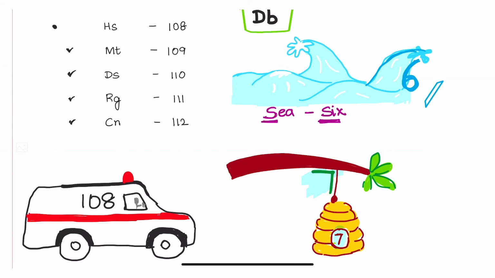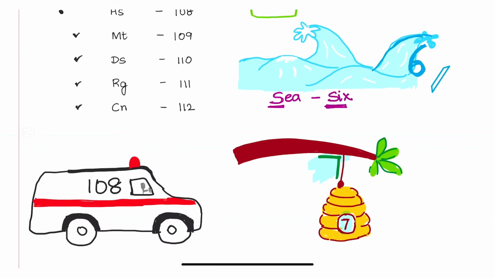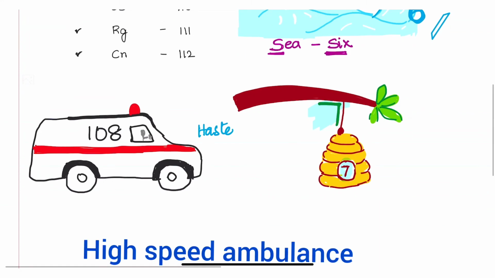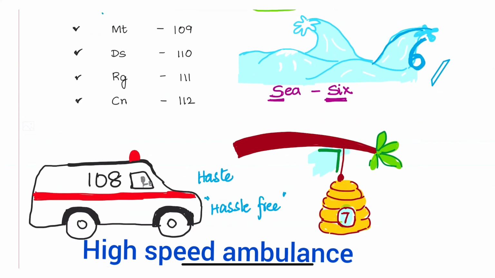Moving on to the next thing, which is Hassium. Hassium has got the atomic number of 108. As we all know, 108 is the ambulance number. So an ambulance has to go hassle-free. So hassle-free, Hassium 108. Or you can also remember that an ambulance is always in a haste, right? So here you have the picture. Either you can say that the ambulance has to be in a haste in order to save the patient, or you can also say that it has to be hassle-free. Alright, so that was the trick for Hassium.